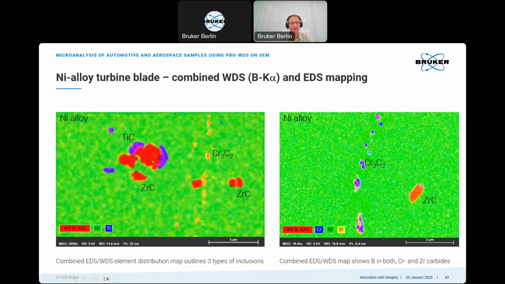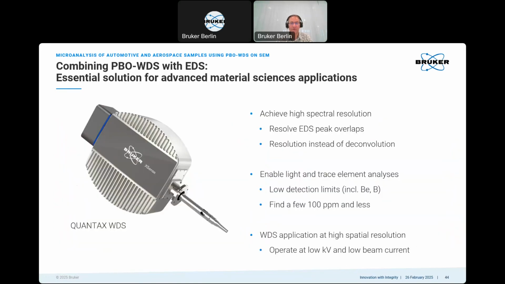The zircon carbides, here in red and blue, the titanium carbides, high in titanium. And here in these orange colors, the tiny inclusions of chromium carbide with some boron contents. And here these show up, the chromium carbides with boron show up in these violet colors. So it's a mixture between chromium and boron colors. And this is a zircon inclusion showing zircon and boron.